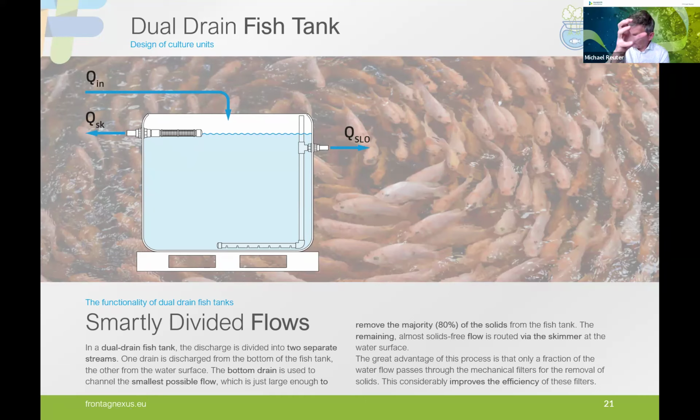And if we only have to clean this smaller flow from the solids afterwards in our solids removal treatment, then we will have an easier time to settle out more of the solids with a smaller flow. That's the main reason why I really like dual drain tanks, because we can reduce the flow that goes through the bottom drain and that transports out the solids.